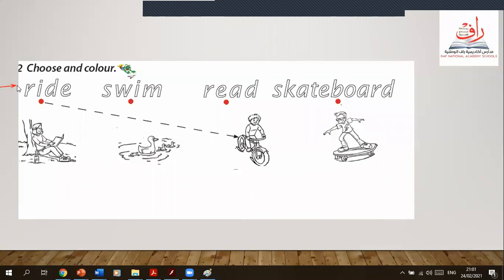We can see here, let's read the word, ride. They have already made the lines to match. Ride what? We can see a boy ride a bike. Excellent. Ride what? A bike. Excellent. Let's go to number two. Swim. Which picture can we see something swim? Yes, we can see a duck swim. Duck can swim. Well done. Okay. And I'll show a line. Okay, let's take it from the dot here. Let's go to number three.